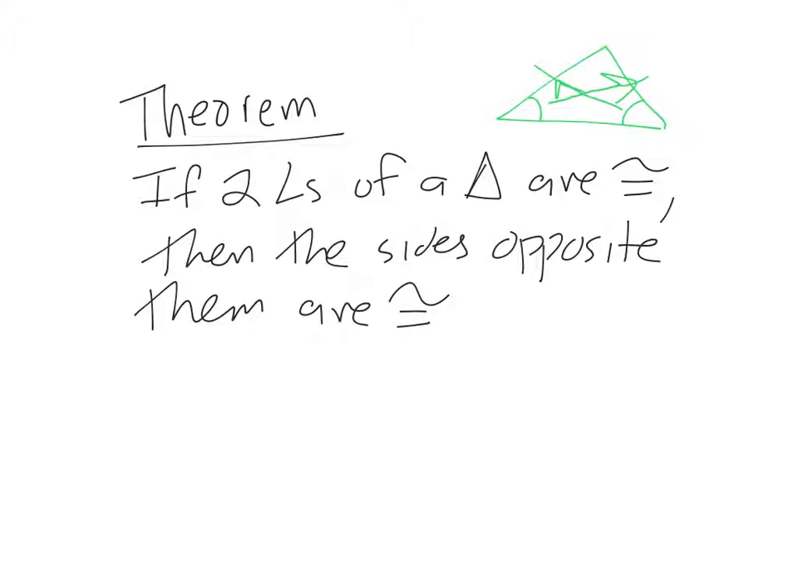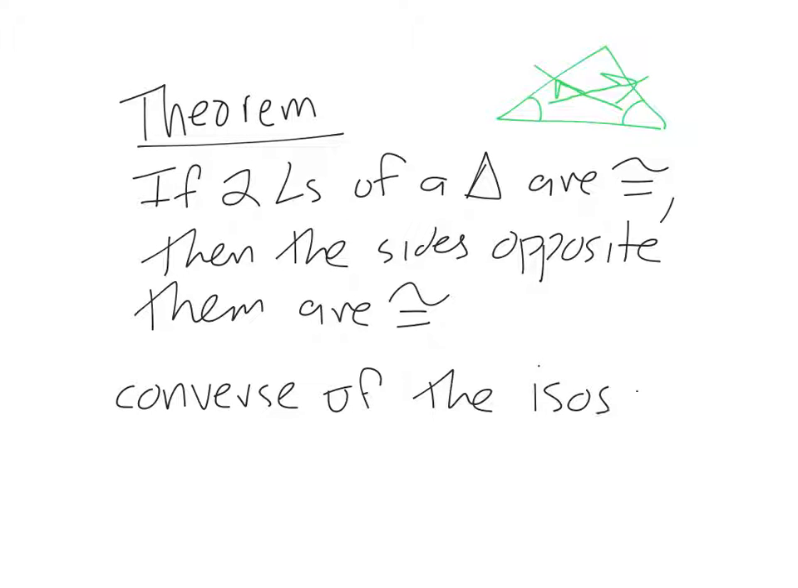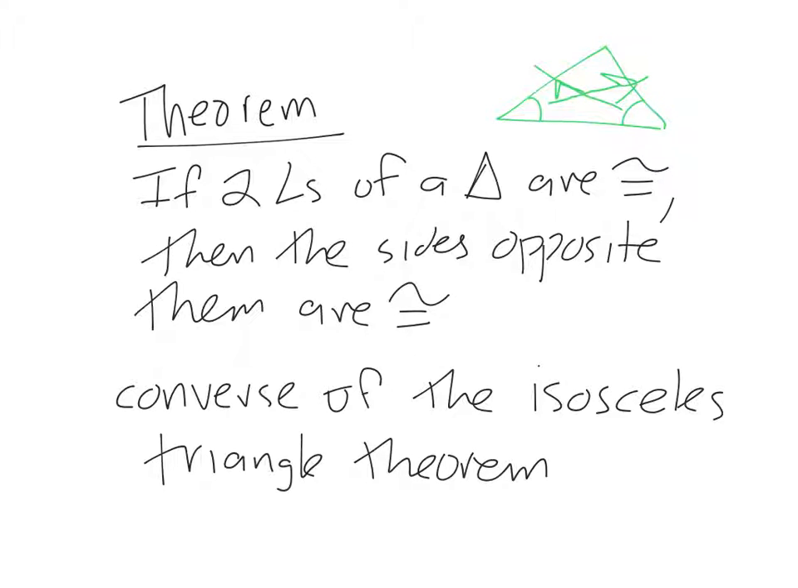Well, guess what? This one also has a name. It's kind of a funny name. It's actually called the converse of the isosceles triangle theorem. Okay, you can use that name. You can call this one the converse of the isosceles triangle theorem.